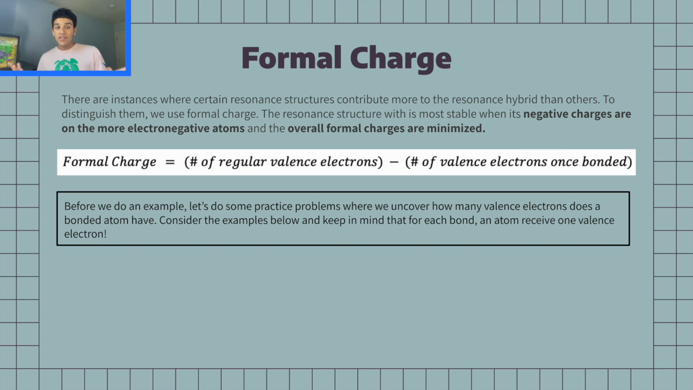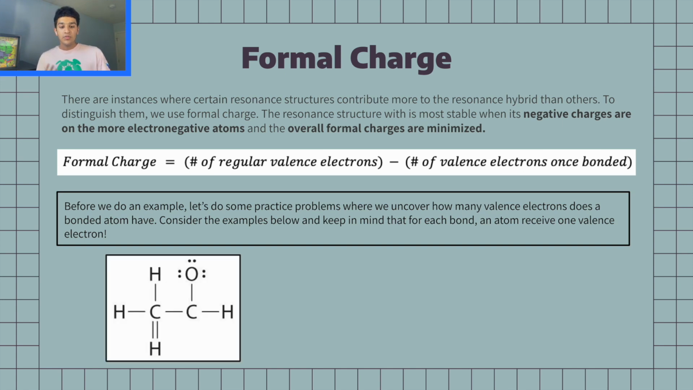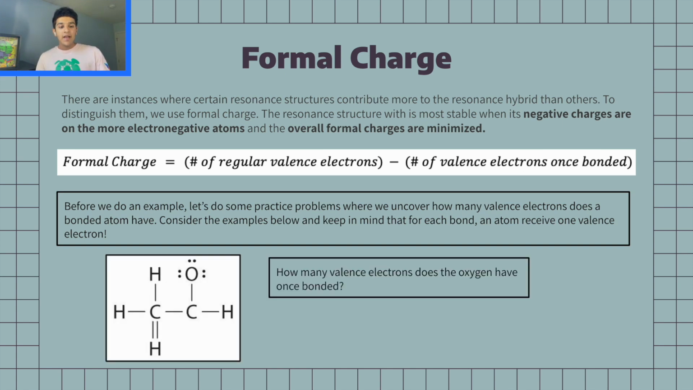Now, before we do the example, I wanted to go over how to calculate the number of valence electrons once bonded. So this is the molecule in question, and I want you to calculate the number of valence electrons once bonded in oxygen. Now, here's the trick to doing this. Since oxygen here has 3 lone pairs, we know off the bat that it has at least 6 valence electrons once bonded. But then you have this pair under oxygen, and some of you might be tempted to say it's a pair, and a pair is the sharing of 2 electrons, so that's 2 more valence electrons.